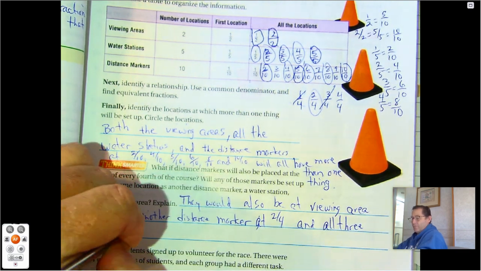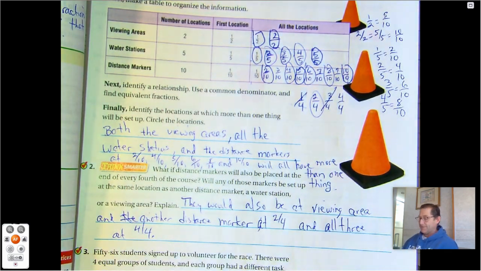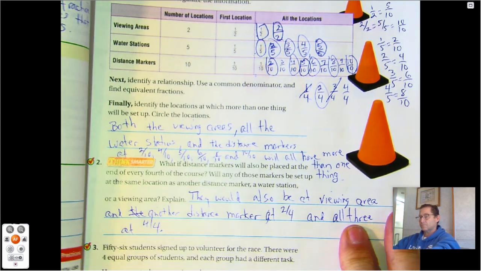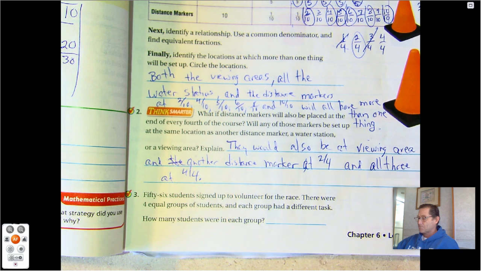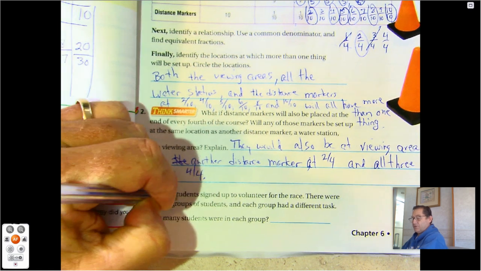Okay, number 3. 56 students signed up to volunteer for the race. There were 4 equal groups of students, and each group had a different task. How many students were in each group? Well, that to me is just a straight division problem. We have a total of 56 students, and we have 4 equal groups, right?